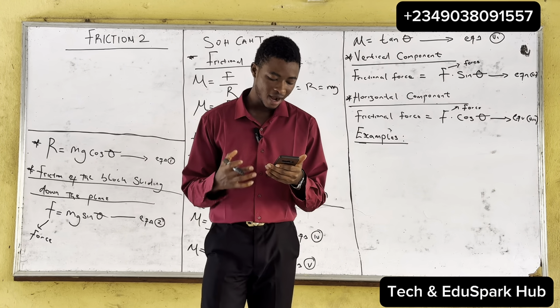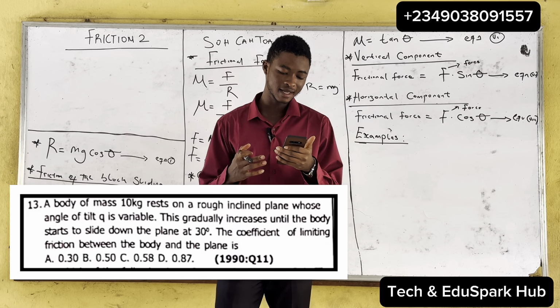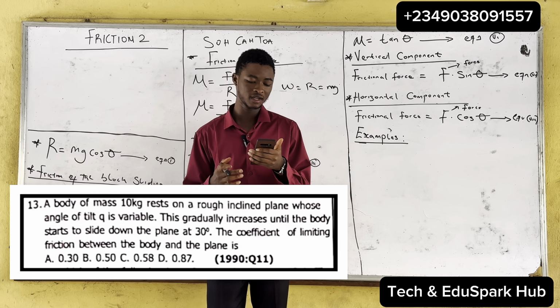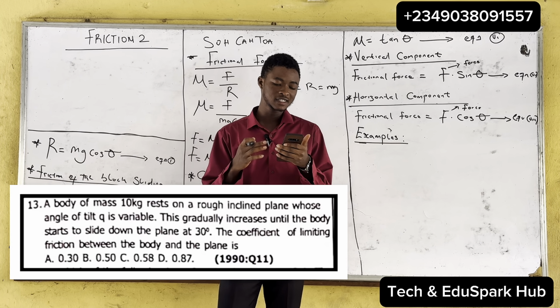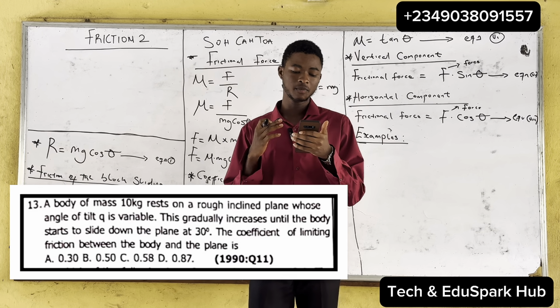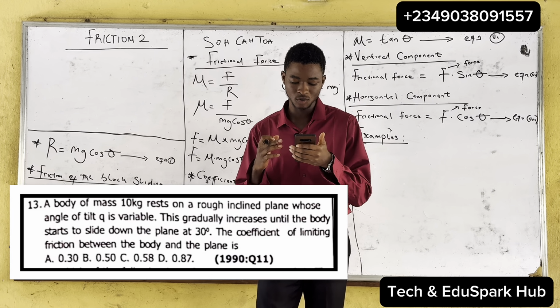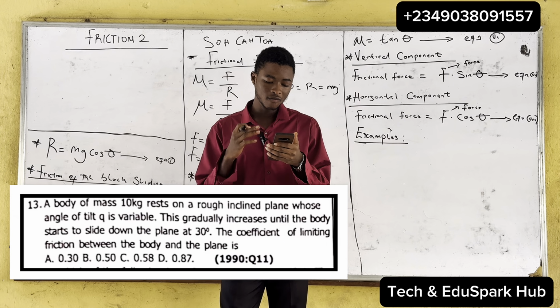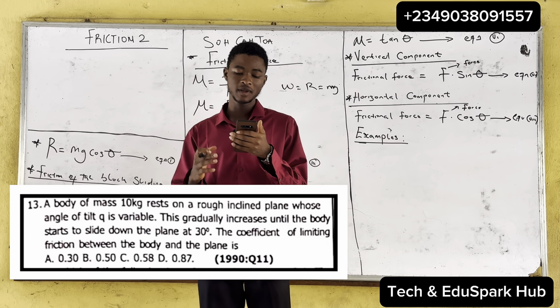Another example that we have says that a body of mass 10 kg rests on a rough inclined plane whose angle of tilt θ is variable. They gradually increase it until the body starts to slide down the plane at angle 30 degrees. The coefficient of limiting friction between the body and the plane is?